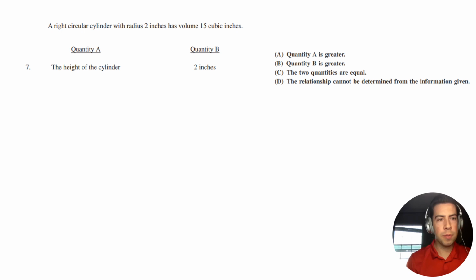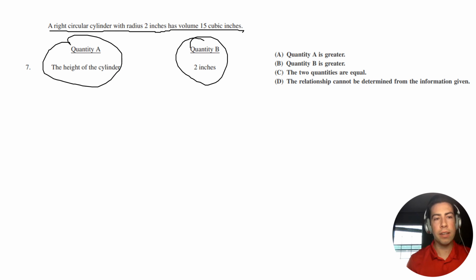All right, guys, so this one's pretty straightforward. We have a right circular cylinder with a radius of 2 and a volume of 15 cubic inches. Quantity A is the height of the cylinder, and quantity B is 2 inches. So here's my question: what is the formula for the volume of a right circular cylinder?